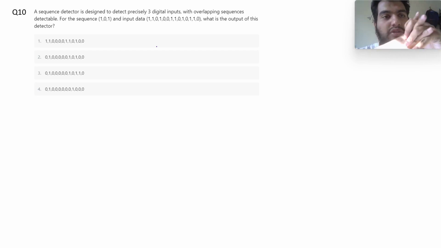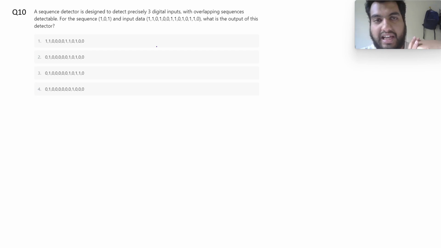So the question asks us: a sequence detector is designed to detect precisely 3 digital inputs with overlapping sequence detectable for the sequence 101. So 101 needs to be detected, and the input data is 110, 100, 110, 10110. What is the output of this detector?